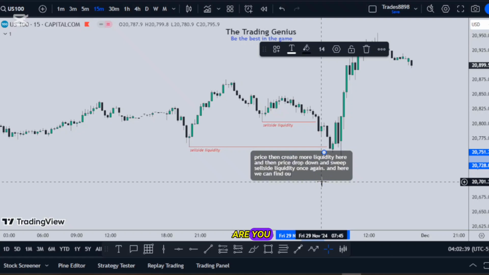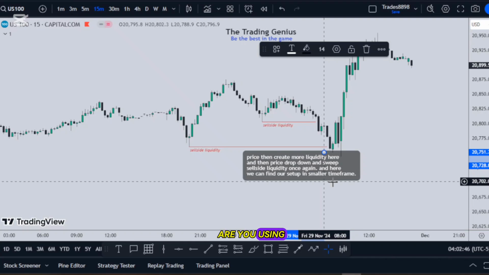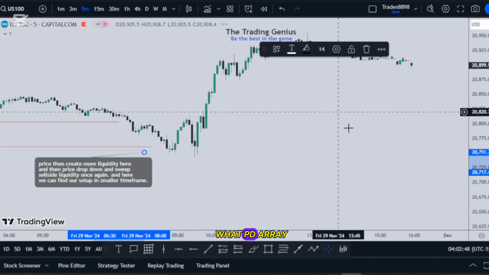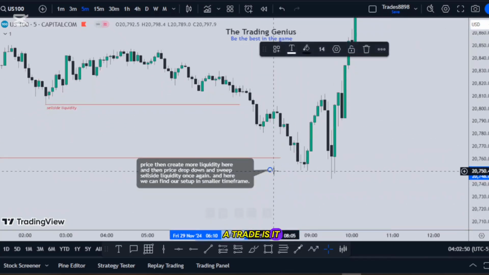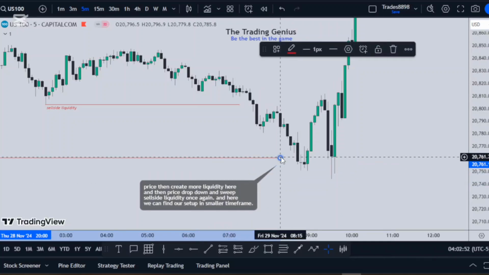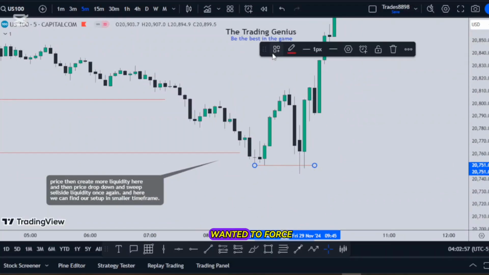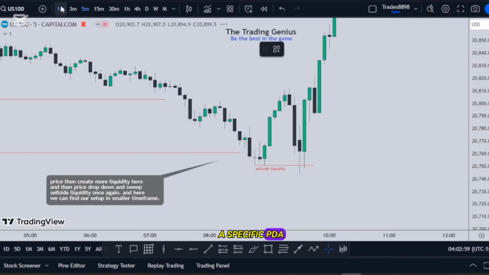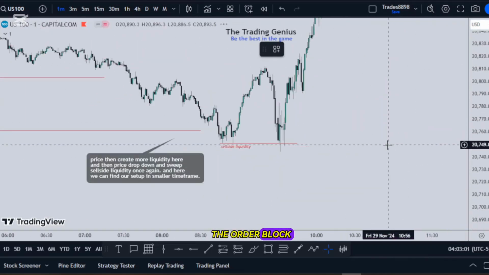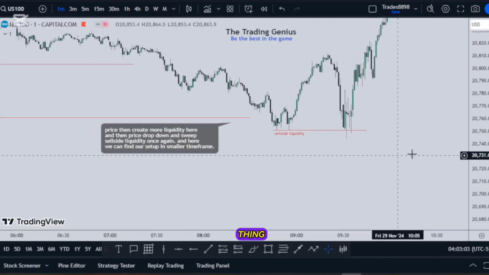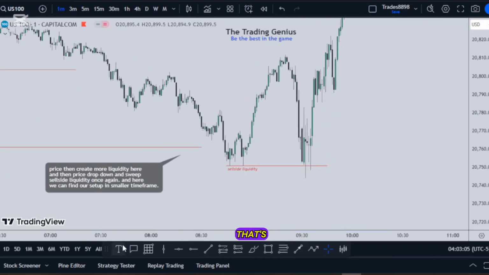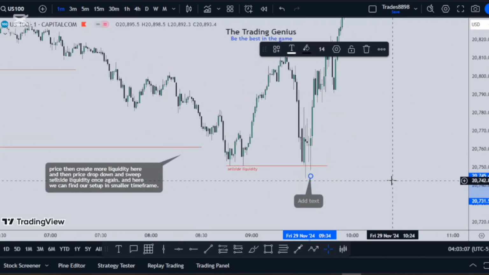But are you really able to see the next draw on liquidity? If you are, what model are you using? What's the multiplier you're using? What PD array are you using to get into a trade? Is it always changing? As a mentor, I discovered that many of my students wanted to force a specific PD array. And it's usually, in the beginning, the order block. The least taught thing that I've done, that's the thing that they want. Because everybody doesn't know what they're doing with it.